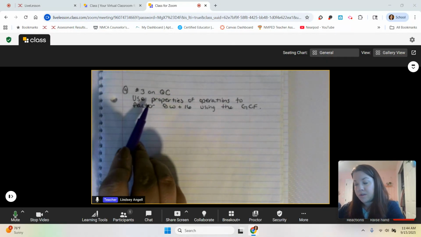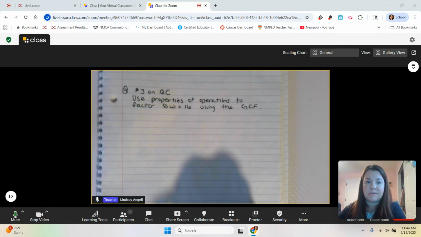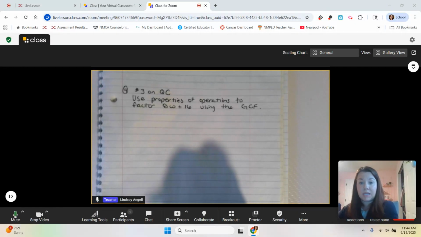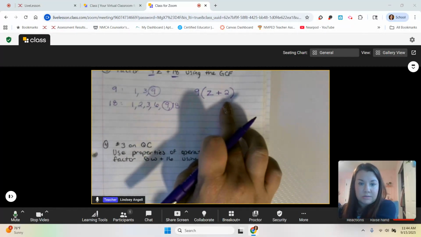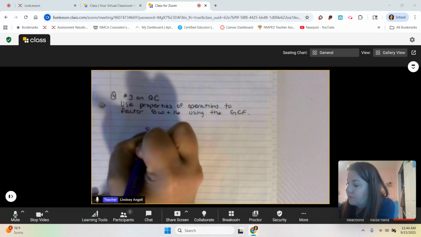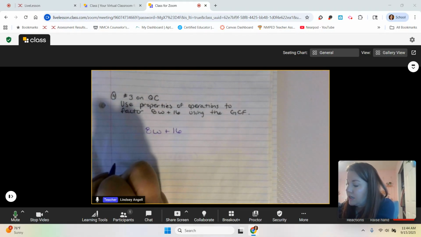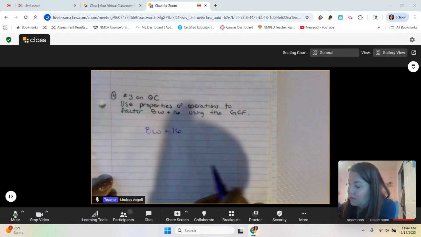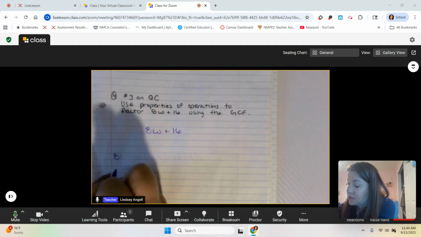All right, number 4. This is number 3 on your quick check. It says use properties of operations to factor 8w plus 16 using the greatest common factor. So we're doing that exact same thing, but this time we have 8w plus 16. Well, if you need to, make your lists, right? You might not need to, which is a good thing, right? That means you're having more number sense.